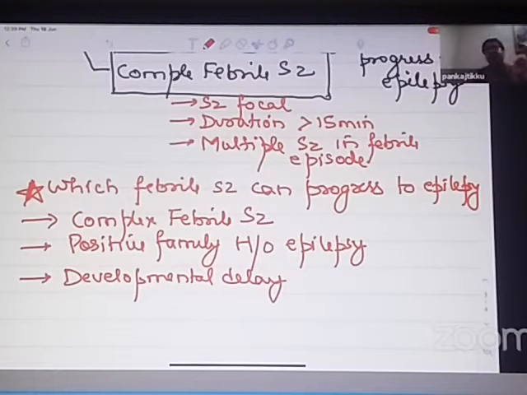So which are the febrile seizures that can progress to epilepsies? I'll repeat. Those febrile seizures which are complex febrile seizures, those which have a positive family history, and those which are associated with a developmental delay. Here, there are chances that the child may have epilepsies in the future. Otherwise, for the majority of febrile seizures that come to us, we do not need to do any investigation. This is a child who will improve on his own. Most febrile seizures end by 3 to 4 minutes. So you do not need to do anything.